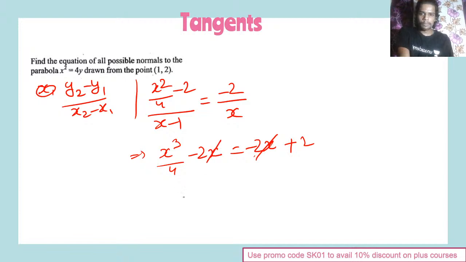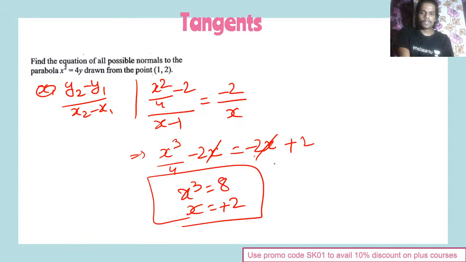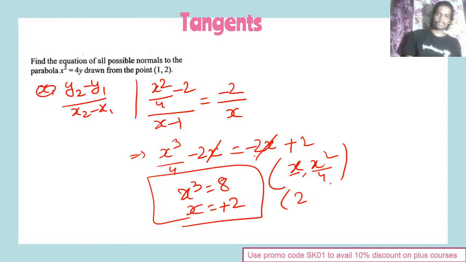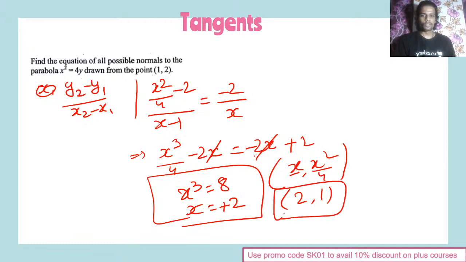Oh, so this is simple. x cube equal to 8, which is x equal to plus 2. If x equal to plus 2, the coordinates are x comma x square by 4, which means y should be equal to x square by 4. So 2 square by 4, which is 1. So this is the only normal. There won't be two normals, there will be one normal, because we have gotten only one value.